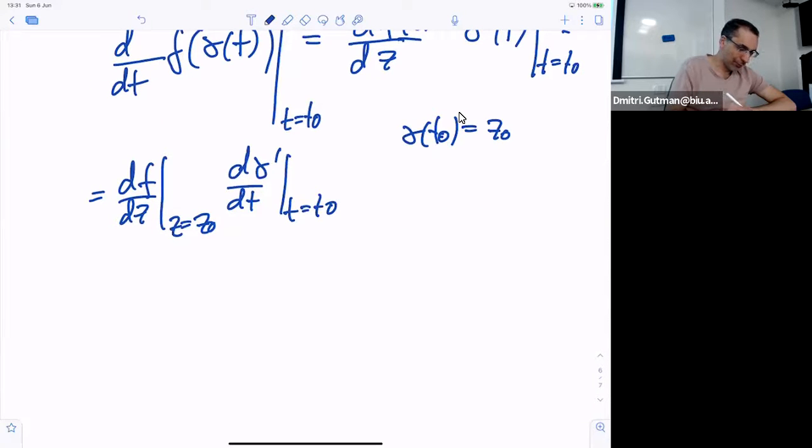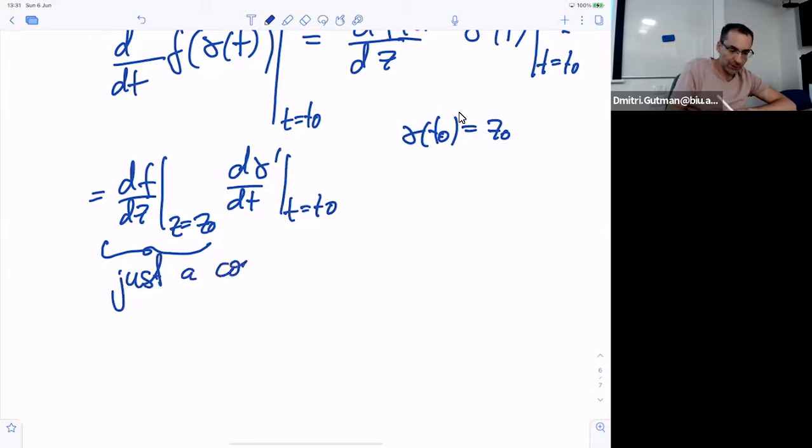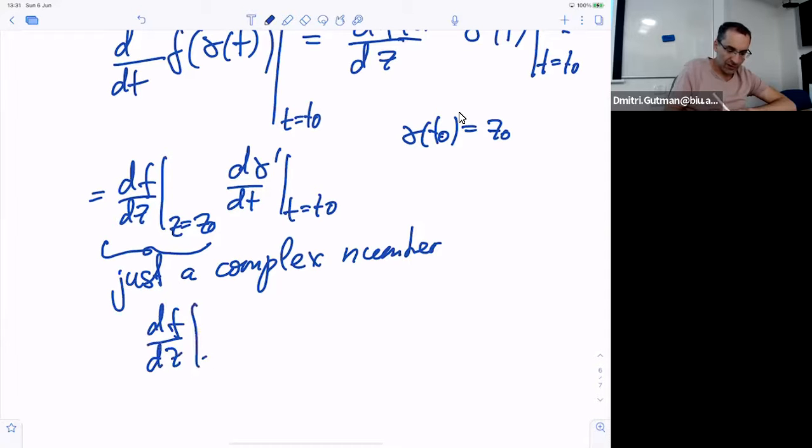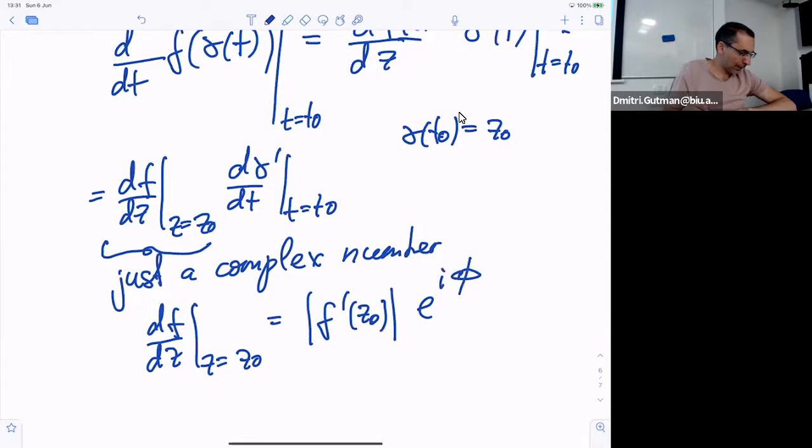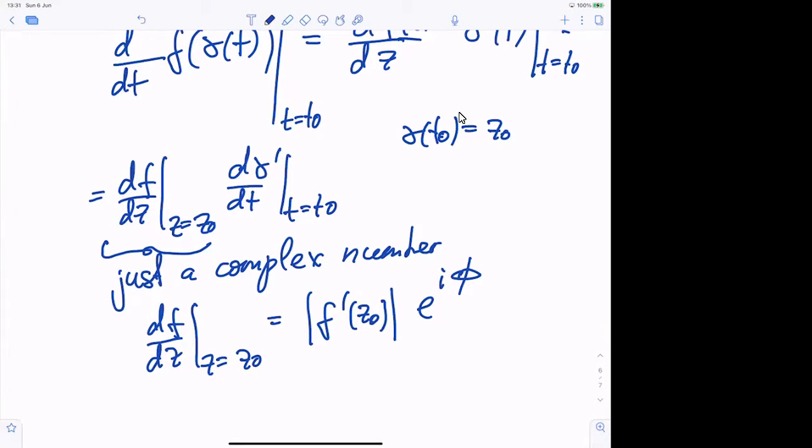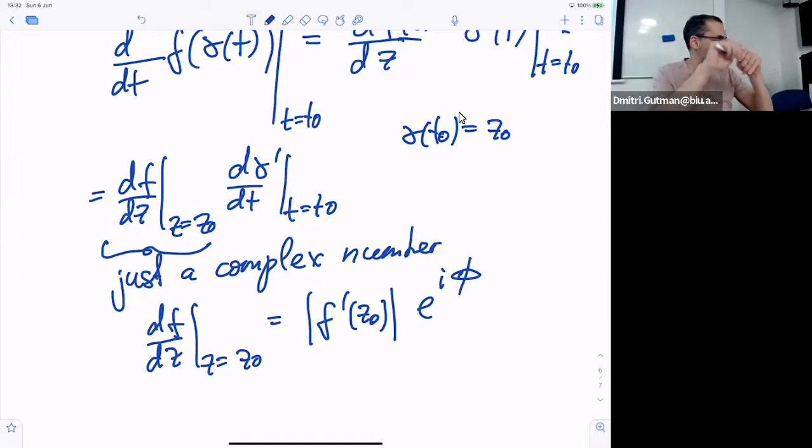But this df over dz is just a complex number, because we postulated the function f is analytic, so its derivative exists. We can write df over dz at z equals z0 as some absolute value times e to the i phase. Therefore, locally this transformation is nothing else but a multiplication by a complex number, and we know that must be conformal. So the conclusion is that all analytic functions are necessarily conformal in the domain where they're analytic. Okay, any questions so far?